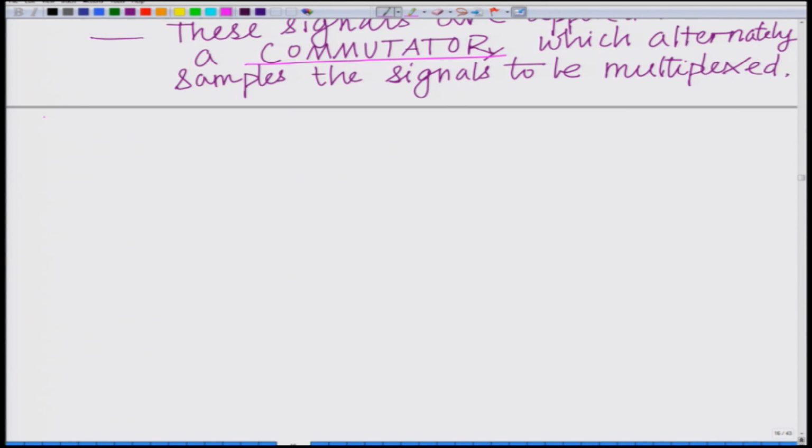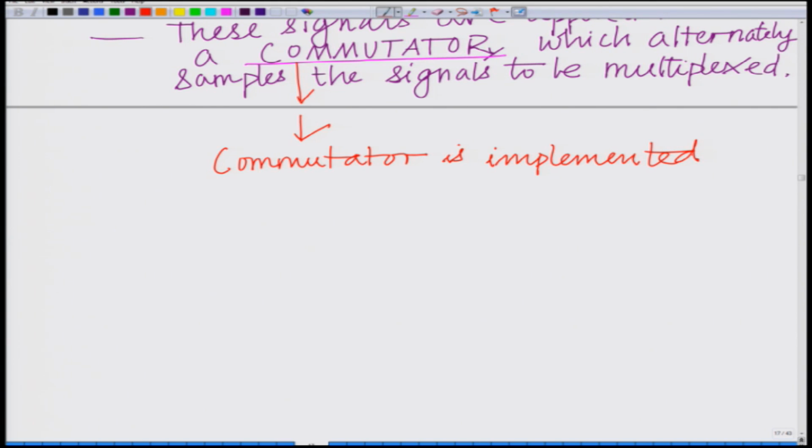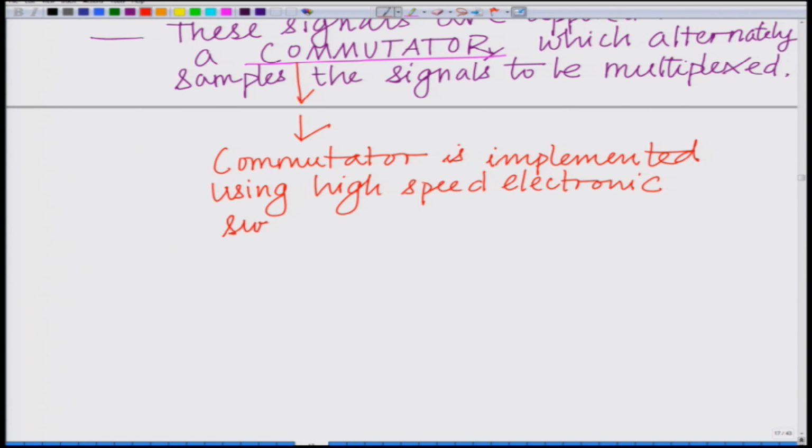And this commutator is implemented using high speed electronic switching circuitry.